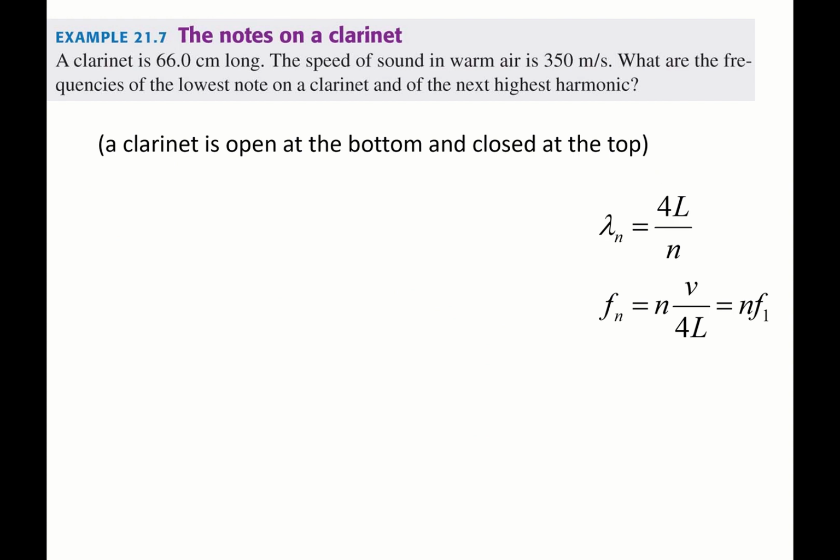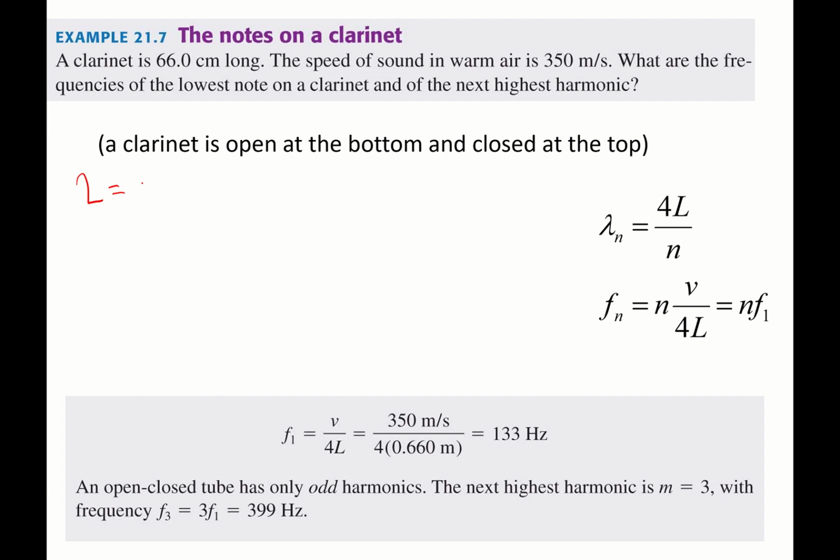How about if we do one that's open-closed? If I take a clarinet, it's open at the bottom and it's closed at the top where your lips are blowing in on the reed. So if I've got a clarinet that's 66 centimeters long, and we're going to say that it's a hot day, so the speed of sound is going to be 350 meters per second. Now, what's the frequency of the lowest note on the clarinet and the next highest note? Since we've got an open-closed pipe, now I have to use those equations that have 4L. So I know L is 66 centimeters, or 0.66 meters, and I know v is 350 meters per second.